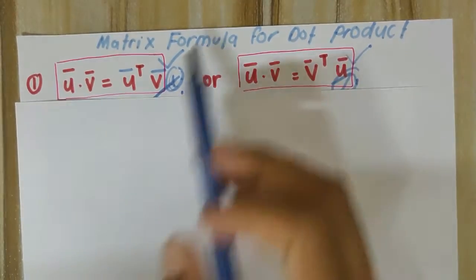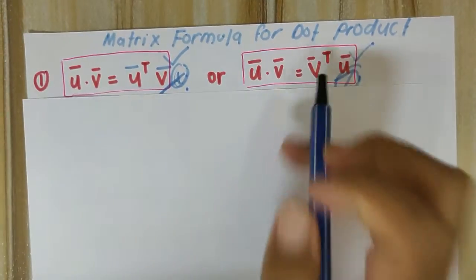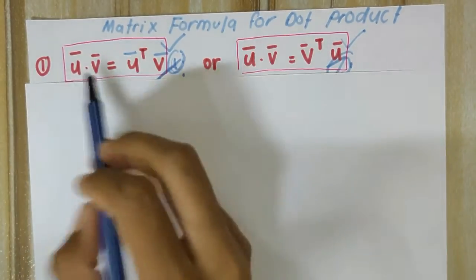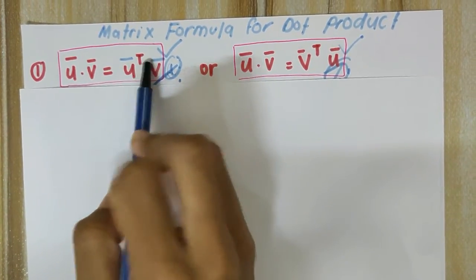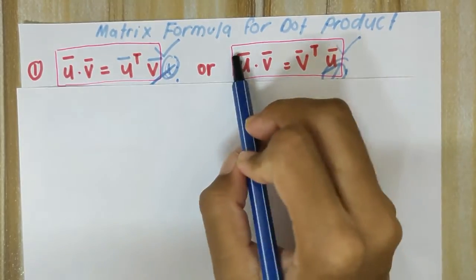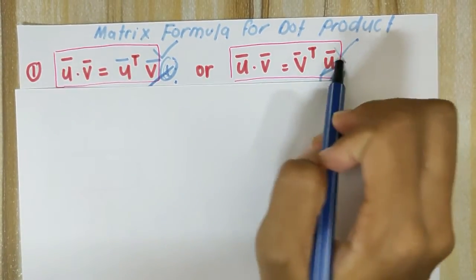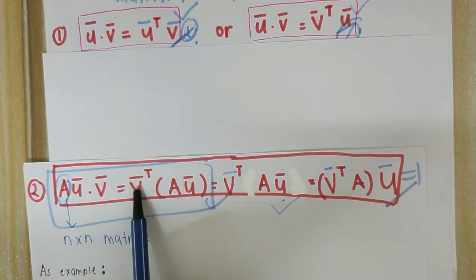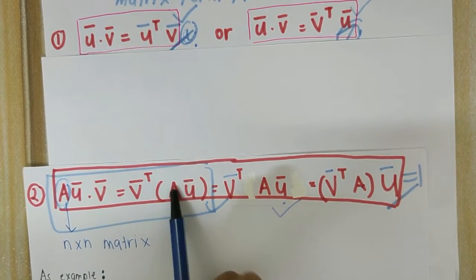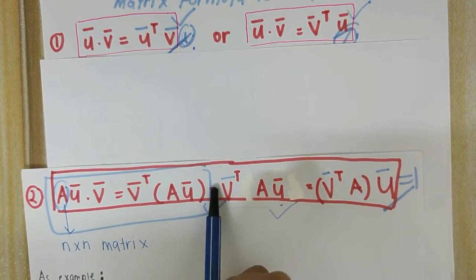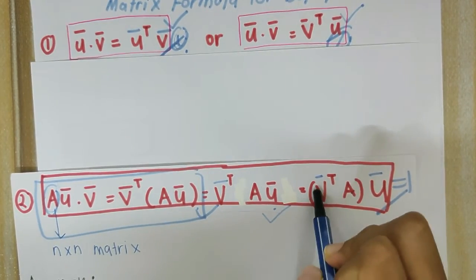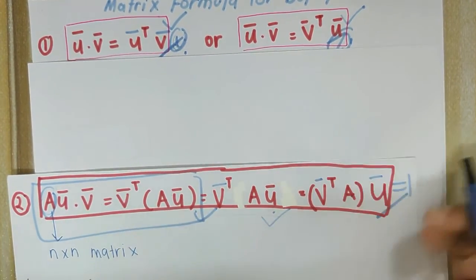So, I will proceed with matrix formula for dot product. Okay, so for matrix formula for dot product, we have two formulas. First is this: U bar dot V bar equals U bar transpose V bar, or U bar dot V bar equals V bar transpose U bar, and the other one is A U bar dot V bar equals V bar transpose bracket A U bar close bracket, equals V bar transpose A U bar, equals bracket V bar transpose A bracket U bar.